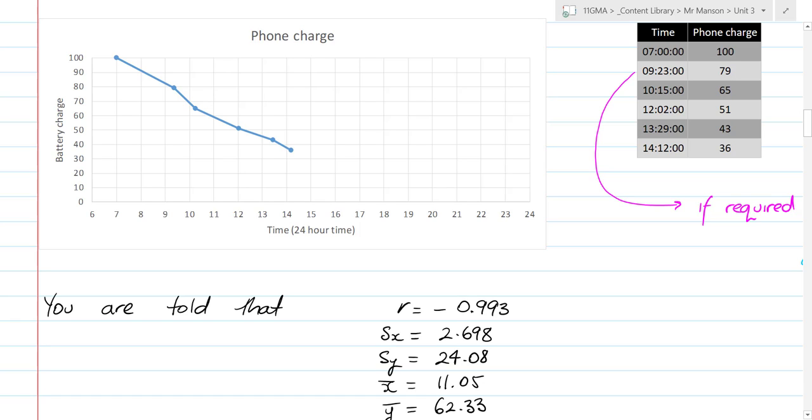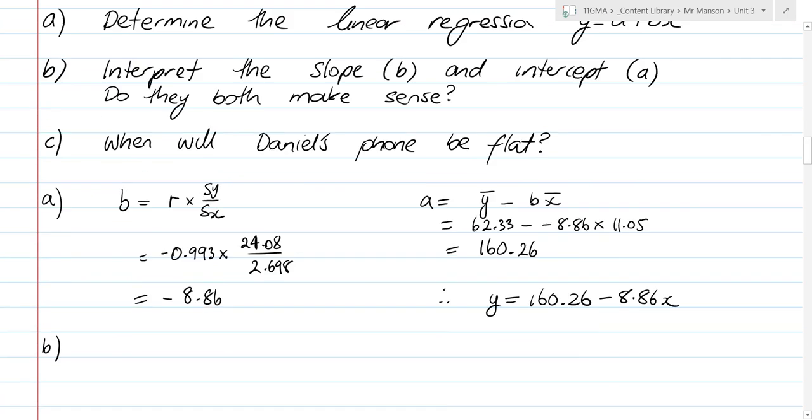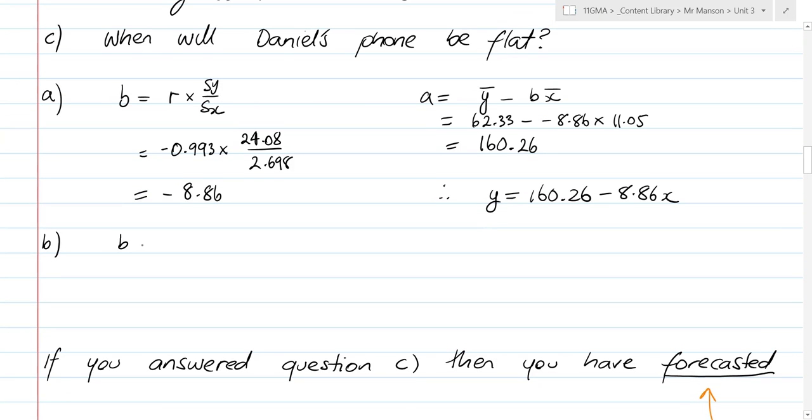Excellent. So every hour, Daniel's battery is decreasing by 8.86%. So B, the percentage per hour lost, equals 8.86. We expect that to be negative, so it makes sense. In terms of reasonableness, this is a reasonable solution: 8.86 goes into 100 about 12 times, so we're pretty happy it's going to last for the day.